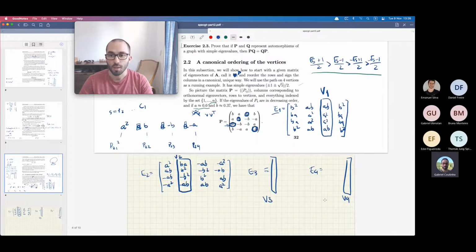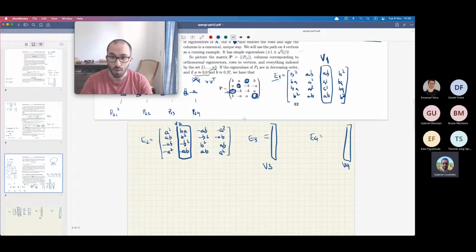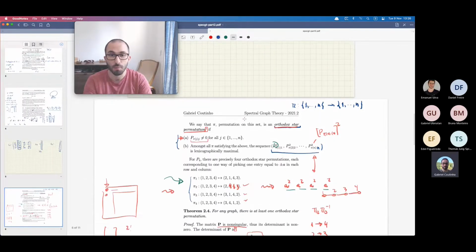So a star partition here is a partition of the vertex set into n parts. So simply a choice of the vertices, and I will associate each one to an eigenspace so that the corresponding column is non-zero, which is exactly the same thing as picking non-zero elements in each row and column here. So a star partition is a generalization of what I called here a star permutation.